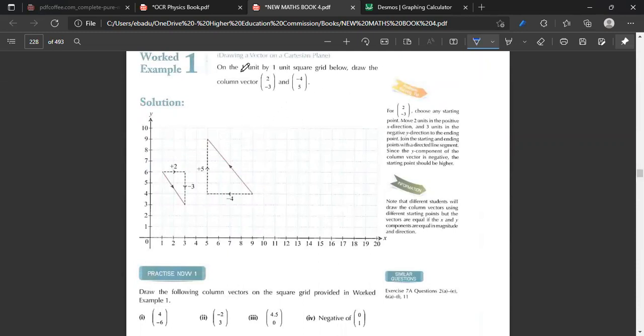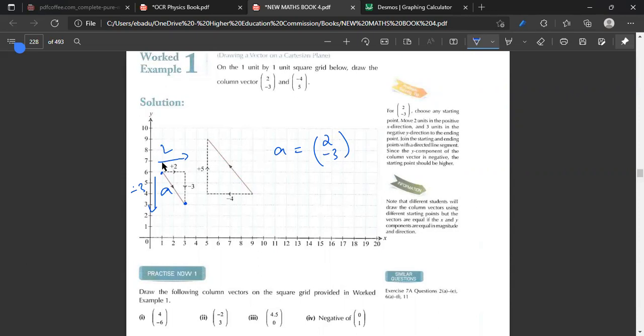So try to get this diagram now. For this vector, we have 2 in the positive direction and -3 in the negative direction. Because it's down, down is always negative. So if this was vector A, A would be represented as (2, -3).